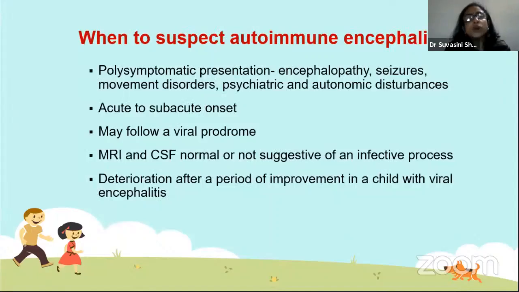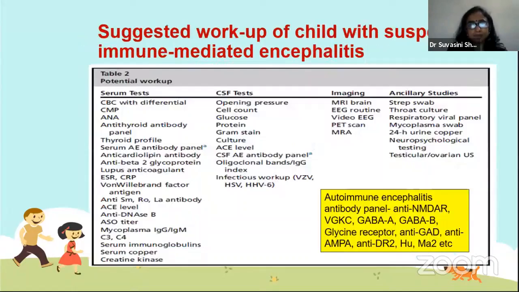So to summarize, when should you suspect autoimmune encephalitis? Whenever there's a polysymptomatic presentation, that is, many symptoms: encephalopathy, seizures, movement disorders, mutism, sleep disturbances, psychiatric and autonomic disturbances, with an acute to subacute onset, which may follow a viral prodrome. MRI and CSF are normal or not suggestive of an infective process, and there is deterioration after a period of improvement in a child with viral encephalitis.